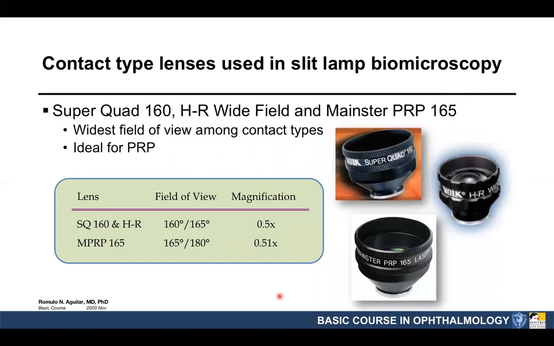But the widest field actually would belong to these lenses. Your Super Quad 160, your HR wide field, and your Mainster PRP 165. It's ideal for your PRP, and these are the specifications, and you will see they're not really that much different, but the Mainster PRP 165 is a shade wider than your Super Quad 160 and your HR wide field. It can have a field of view on dynamic use of as much as 180 degrees. Magnification is the same at 0.5.